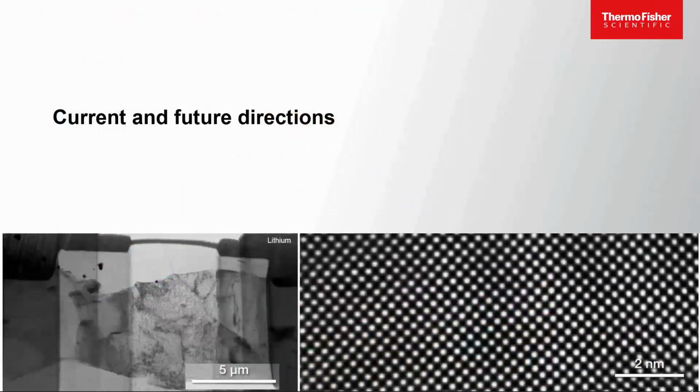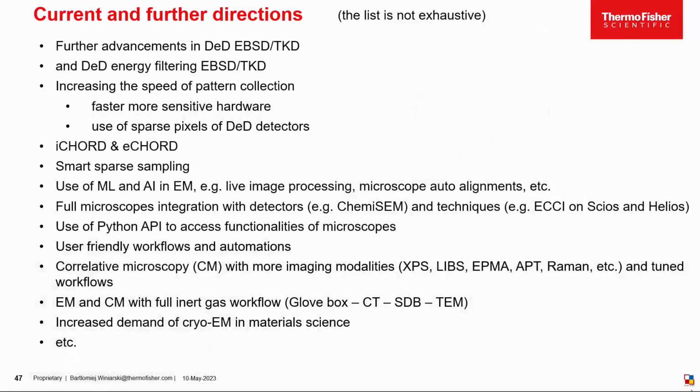Now we are about to finish our journey and look at the current and future directions in the subject area. Let me point out that by no means does this list exhaust the subject matter. We observe further improvements in direct electron detection for EBSD and TKD, and also energy filtering for direct electron detection, increasing the speed of pattern collection: faster, more sensitive hardware, use of sparse pixels in the detectors. The I-CORD and E-CORD method is getting more robust. More emphasis on smart sparse sampling.